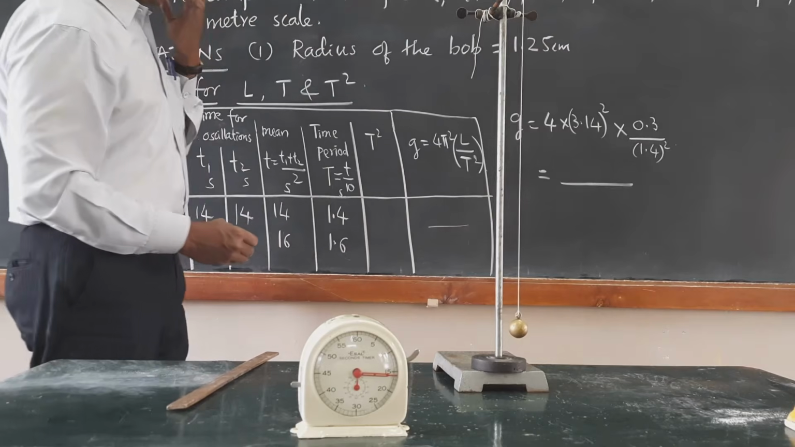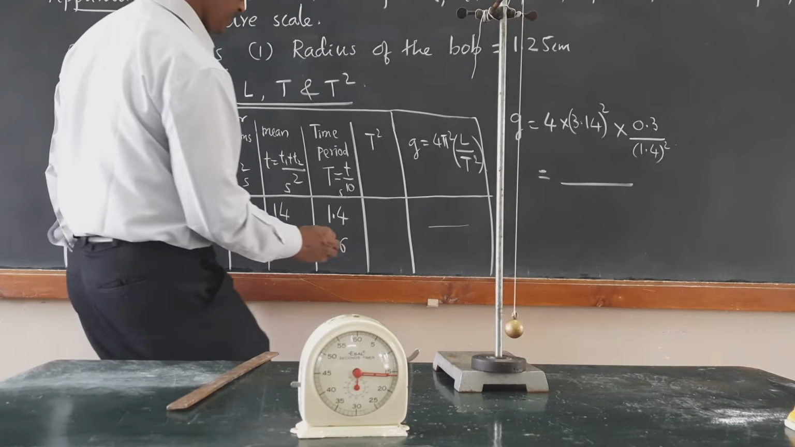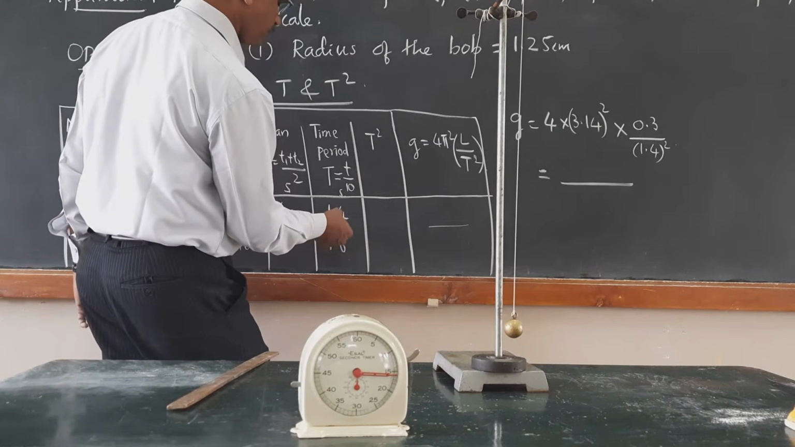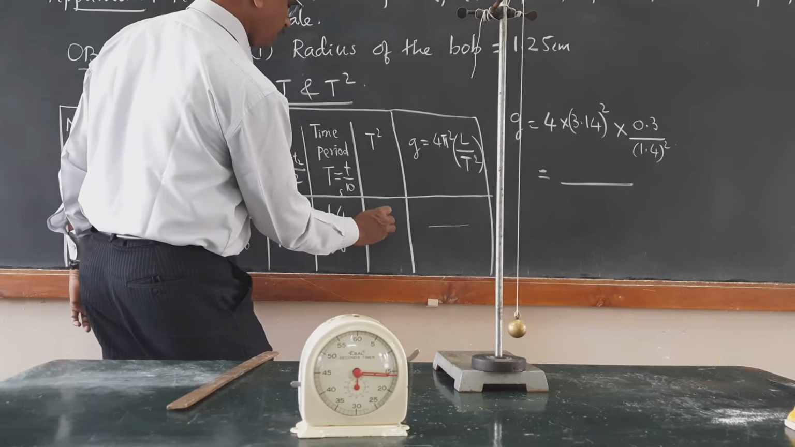So 14 14s are 196, right? You are getting 1.4 into 1.4, 1.96.